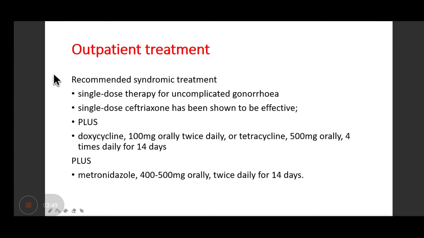So what is the treatment? For the outpatient treatment, as I told you, there's a syndromic treatment. So we give single dose therapy for uncomplicated gonorrhea infections. So we give ceftriaxone, which is found to be effective, plus we give doxycycline, 100 milligram orally twice daily, or tetracycline, 5 milligram orally. And the treatment has to be continued for 14 days. Along with this, we give metronidazole twice daily, 400 to 500 milligram for 14 days.